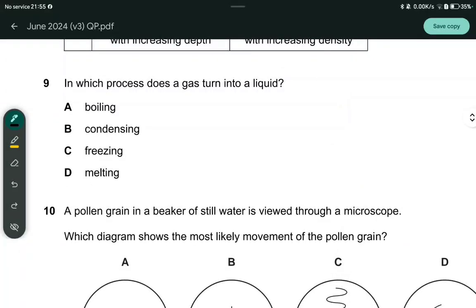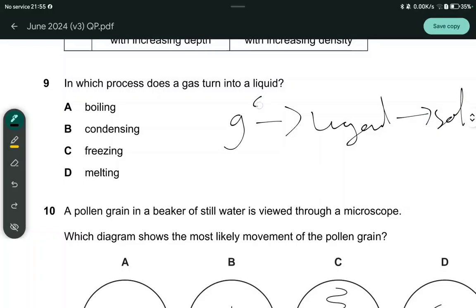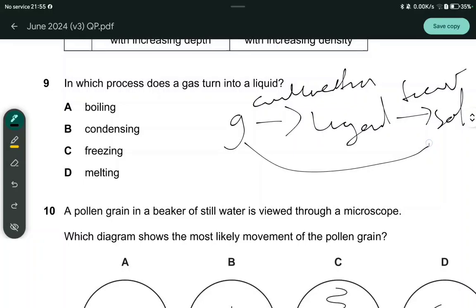Go on to 9. In which process does a gas turn into a liquid? So gas to liquid is condensation, and then liquid to solid is freezing. But from gas to solid and solid to gas, it's sublimation. So does gas turn to liquid? That's going to be condensation.